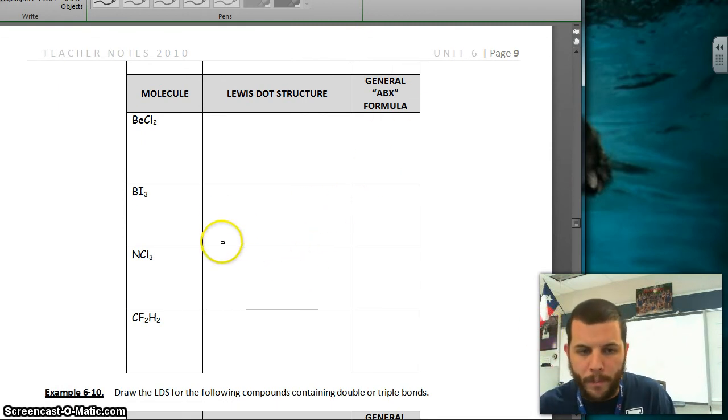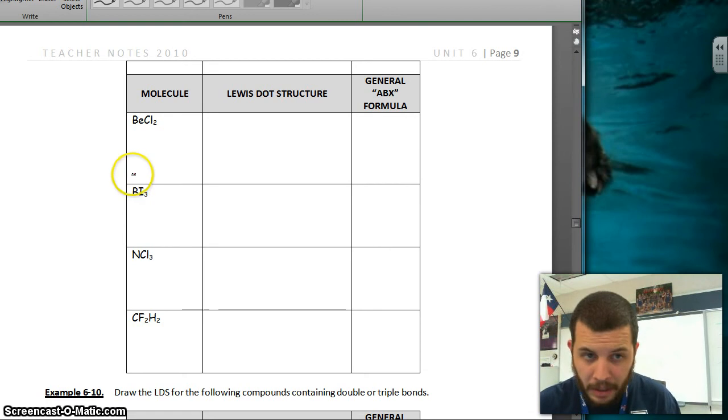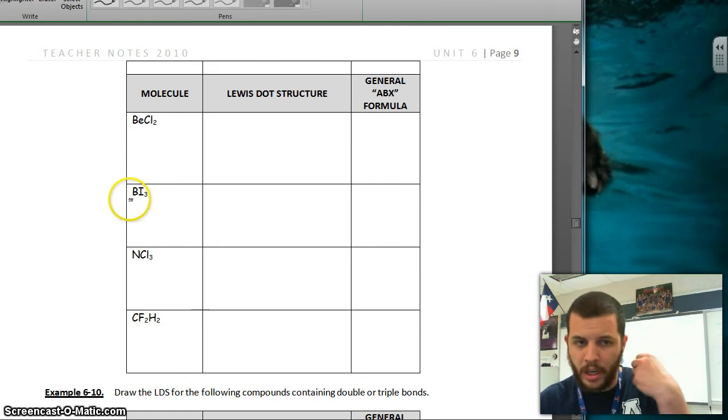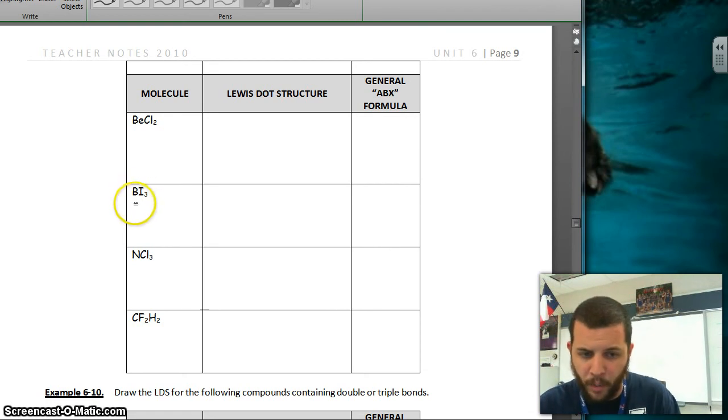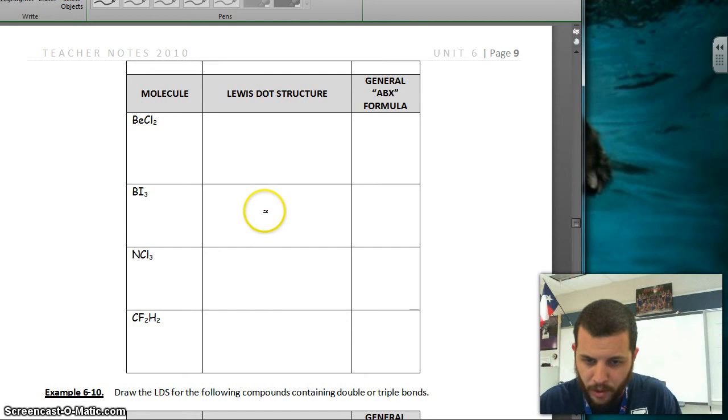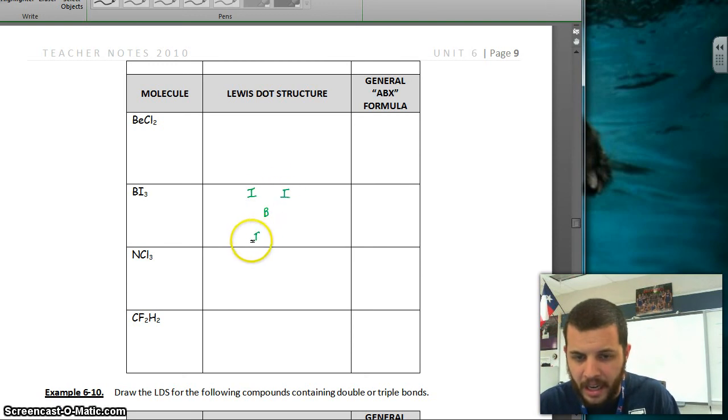Let's take a look at another one here. Let's do BI3. Why not? With BI3, I need to determine a central. Since boron is the leading one, it's not hydrogen, and it's the only one that we have 1 of, that's going to be my central. Iodine is my peripherals. I've got 3 of them. So iodine and iodine and iodine.